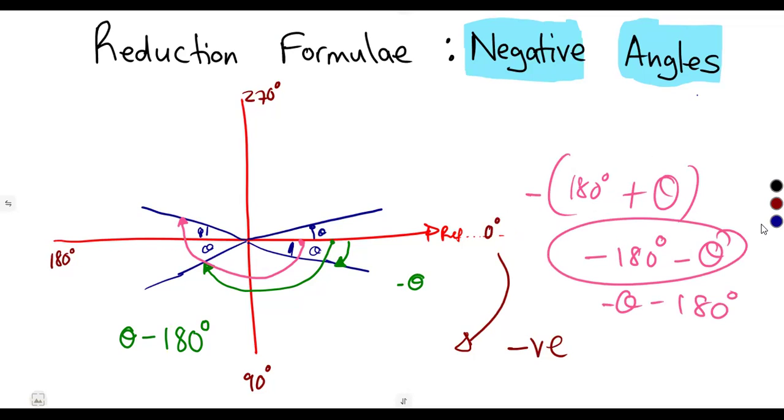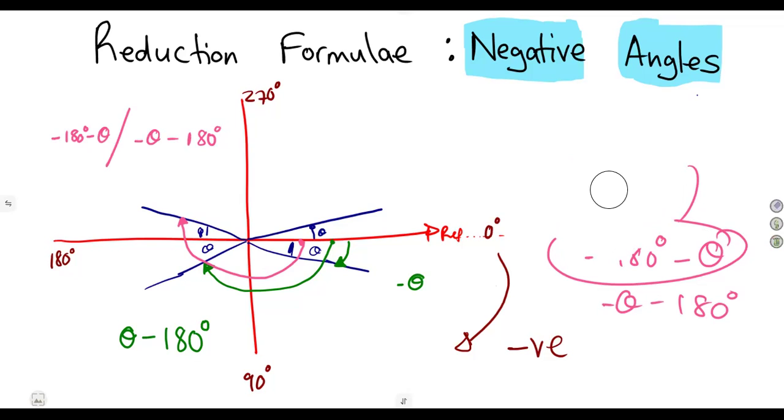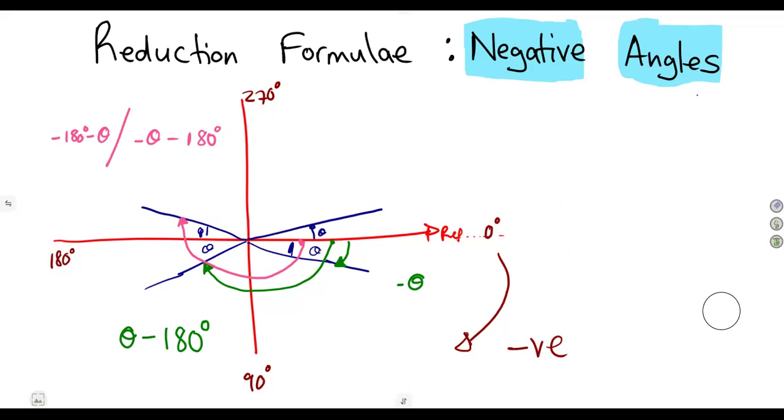So as a negative angle in the second quadrant, our angle is minus 180 degrees minus theta, or you can write it as minus theta minus 180 degrees. That's how you present your angles in the second quadrant as a negative angle. Same if you refer the same thing to the first quadrant, you move like this until you get to the first quadrant.